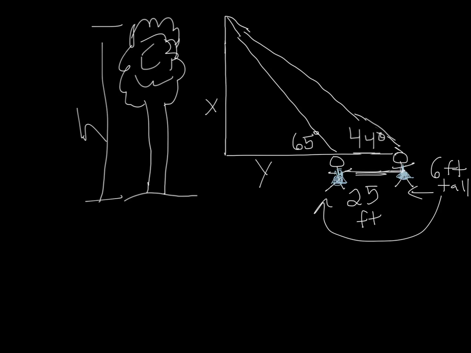So the other one agreed, and they went outside, and they stood 25 feet apart. And the one that's farther from the tree was looking up at an angle of elevation of 44 degrees, where she could spy the top of that tree. And the closer one was looking up at an angle of elevation of 65 degrees to spy the top of the tree. Each girl was 6 feet tall, so we had a pair of tall girls out there looking for what the height of the tree would be.